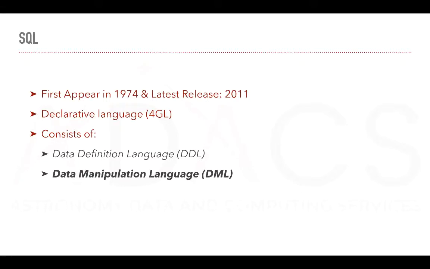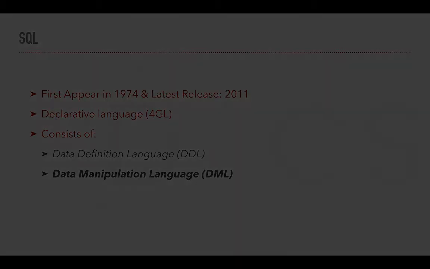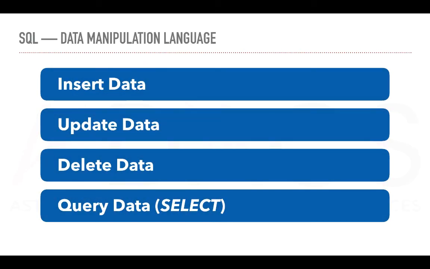Now that the database is created and we've added some tables, let's look at how to add data into it. This will be done using the data manipulation language of SQL. The data manipulation language includes 4 categories of action.